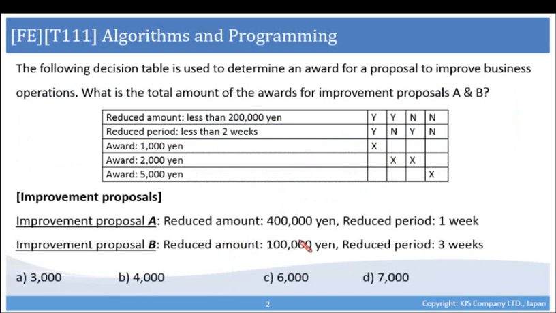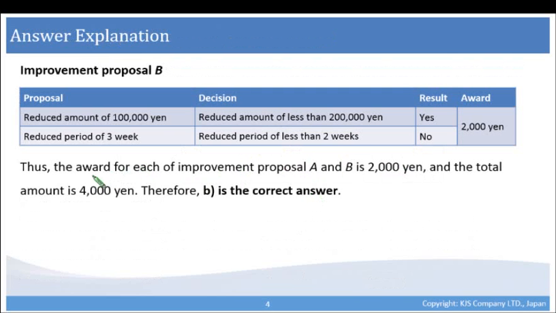So from our improvement proposal B, we had our reduced amount of 100,000 yen, and this was less than 200,000 yen, so we were in the yes column this time. Next, we had to check what was our reduced period. This time it was 3 weeks, and that was not less than 2 weeks, so we had to go to the no column here, which gave us our final answer here as 2,000 yen, as was mentioned on the previous slide. So the award for improvement proposal A and B is 2,000 yen each, and the total amount is going to be 4,000 yen. Therefore, B is our correct answer.